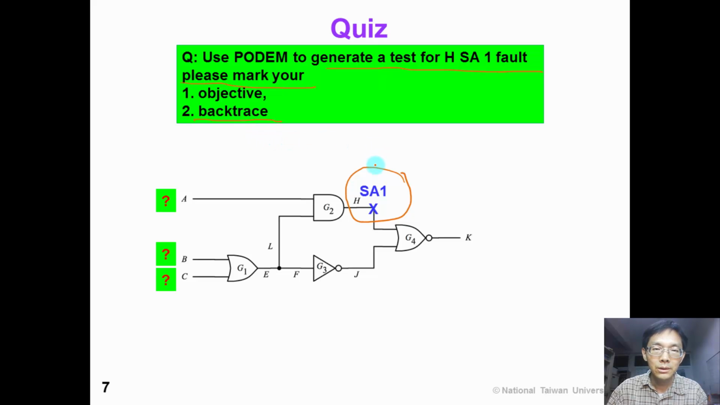Have you finished? Our objective is to activate the fault. So the first objective is H equal to 0. We backtrace to input A and assign A to 0.